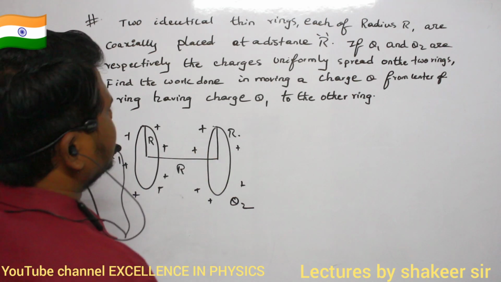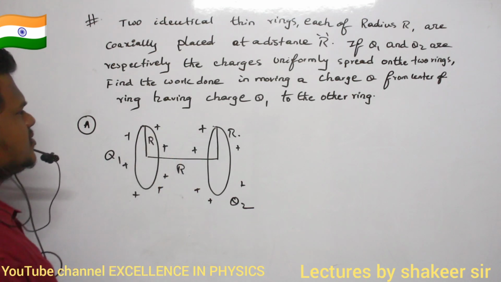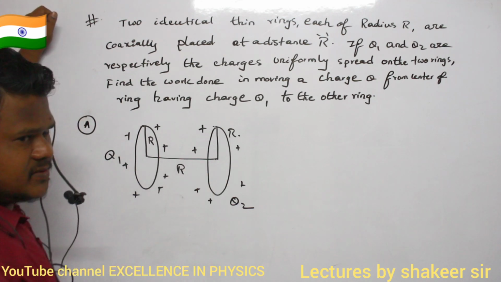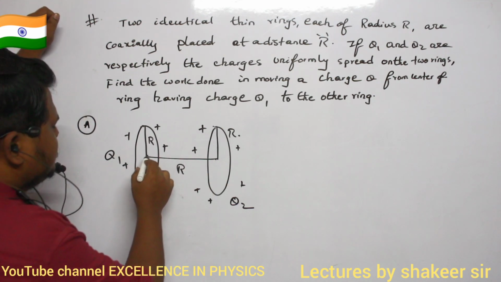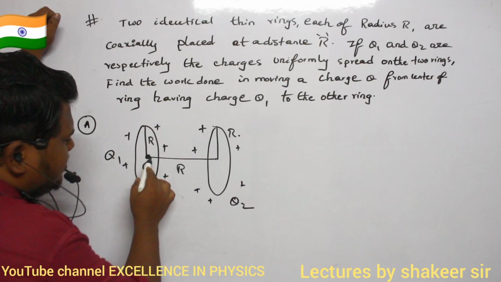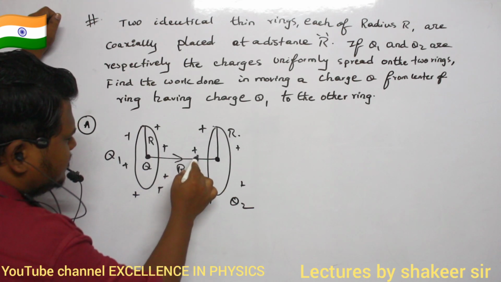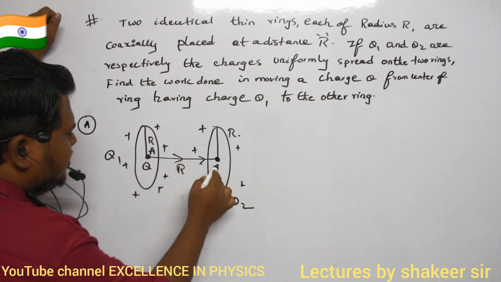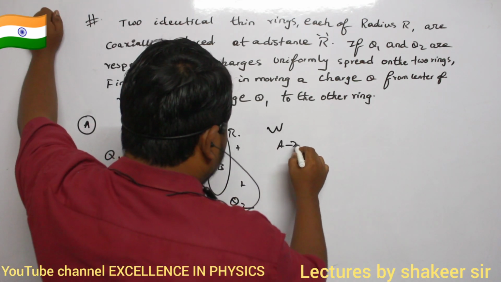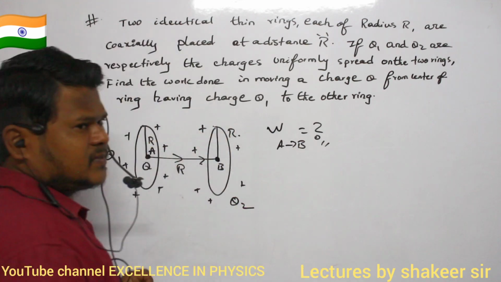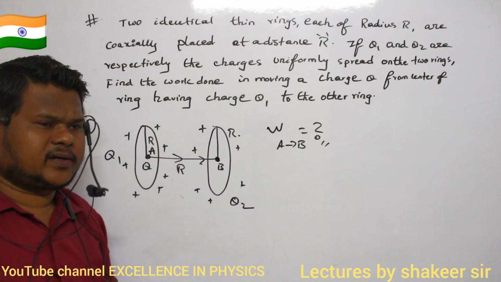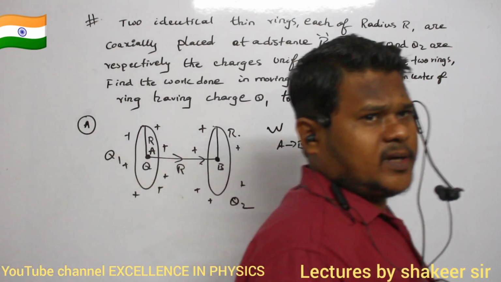So from where to where do I have to move the charge? Find the work done in moving a charge from the center of the ring. From here to here, I want to move a charge. So here, for example, q amount of charge is present at the center. I want to move the charge up to here. So let this one be point A and the center be point B. So what is the work done in moving a charge from A to B? That is the question. Can you take 2 minutes and try to calculate this? Think carefully and try to do it.